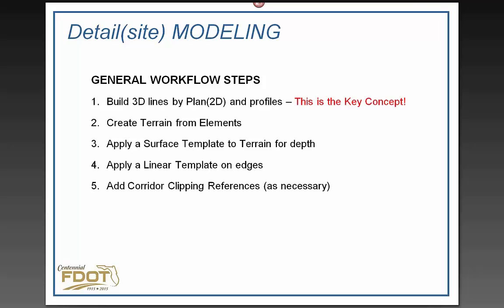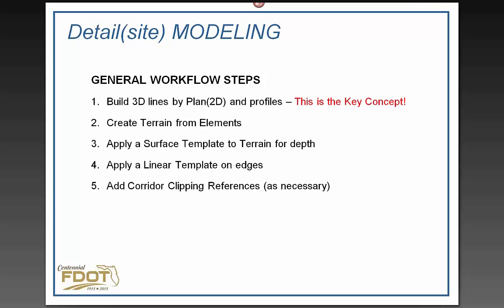And we'll talk about how you get profiles on your 2D elements. There's several different ways. Once you have that terrain, you can add break lines to it if you need to make it slope a little differently. But basically, once you have it, then you apply what's called a surface template, which is nothing more than a depth component to your terrain. And then it becomes like a thickness of pavement, or a thickness of pavement and base, for the boundary of your intersection pavement, for example.